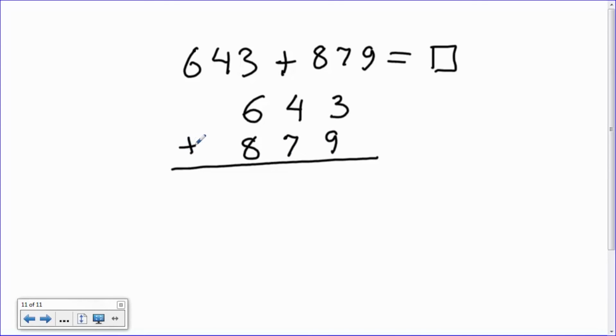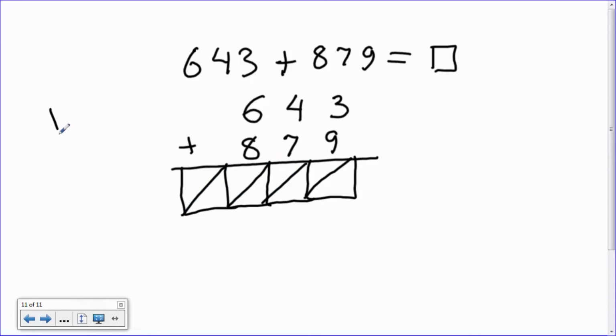I want to add these two groups of objects together, and this time what I want to do is create a box underneath them in a way that looks like this, and I'm going to put a diagonal down each of those boxes, and this is called Lattice Array. And it's just a different way of looking at how to add two or more numbers for that matter.